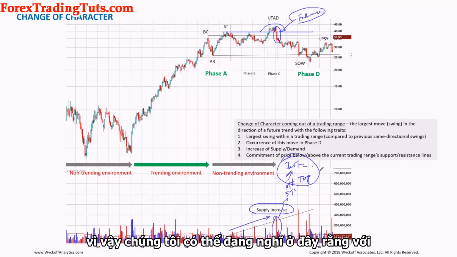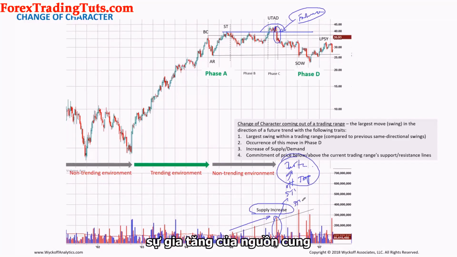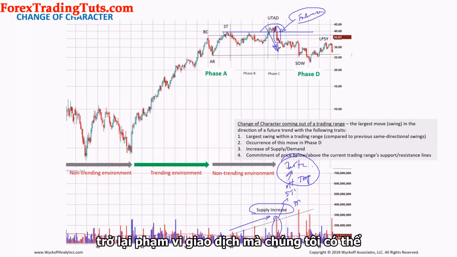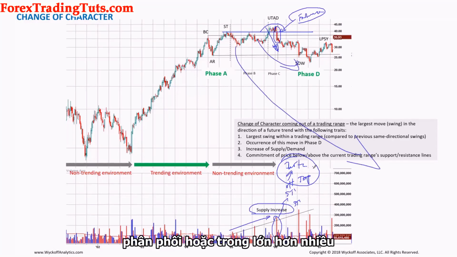So we might be thinking here that with the increase of the supply and the way the price quickly reacts back into the trading range, we might be in some kind of either short-term distribution or in a much bigger distribution. So a short-term distribution would take us to the support level and maybe even below that level. And then that could be a trade by itself.